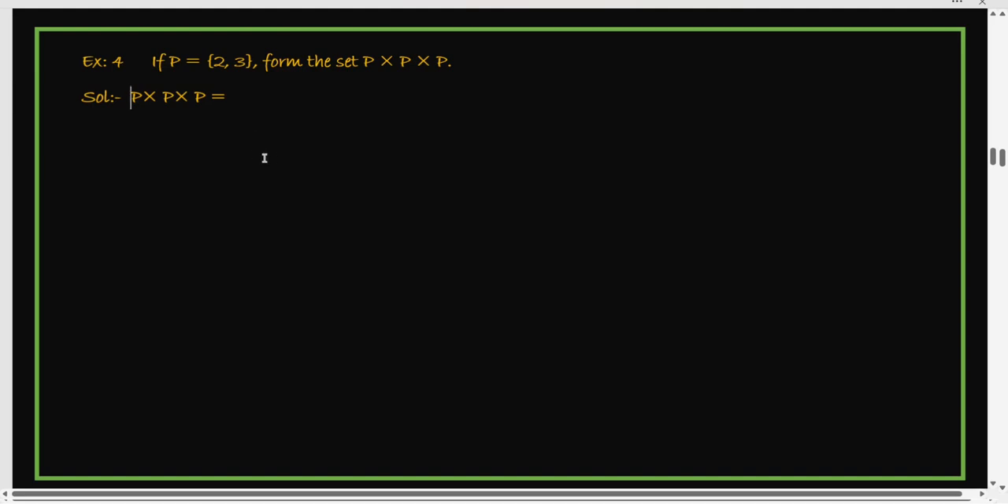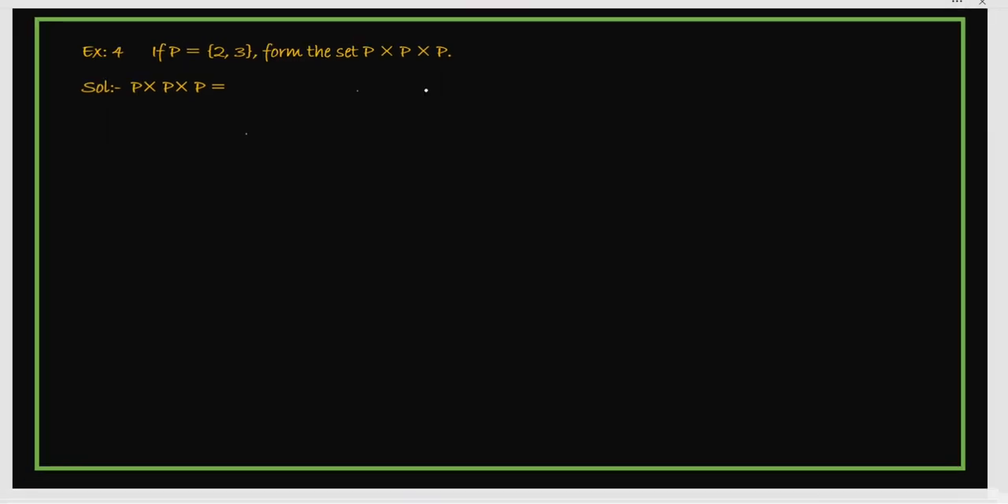So how do you write this? You can write it like this: 2 comma 3, 2 comma 3, 2 comma 3 cross. How many elements will be there? 2 into 2 into 2, right? This is what we have seen in the formula. These 8 elements will be there. You can get a rough idea.